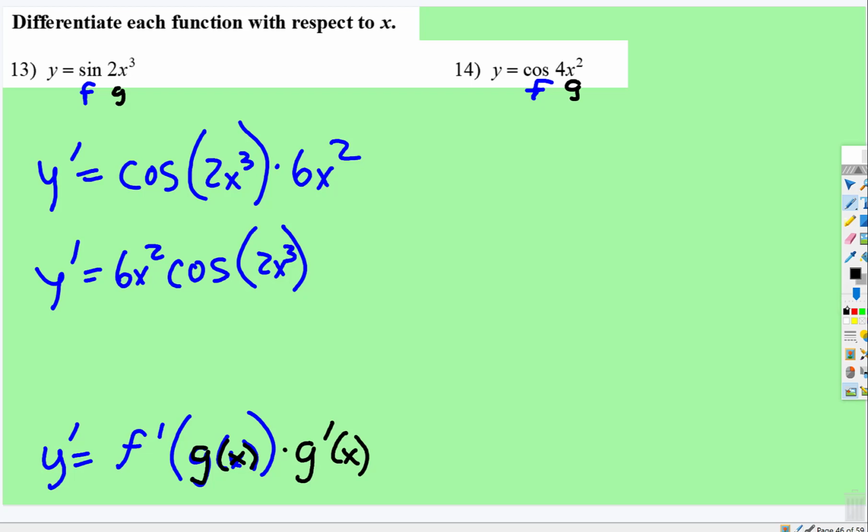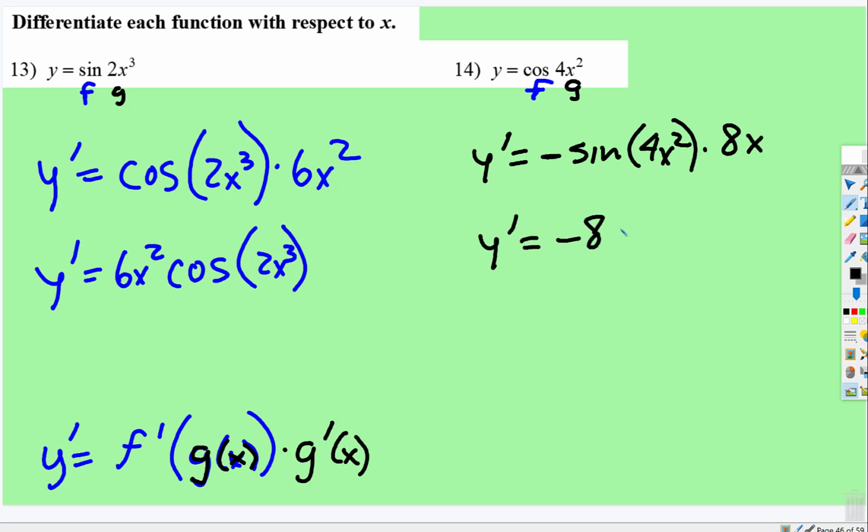Let me switch gears over here. The derivative of cosine is negative sine, leaving the g intact, and then multiply by the derivative of g, which would be 8x. So when you simplify, that becomes negative 8x sine theta, which is 4x squared.